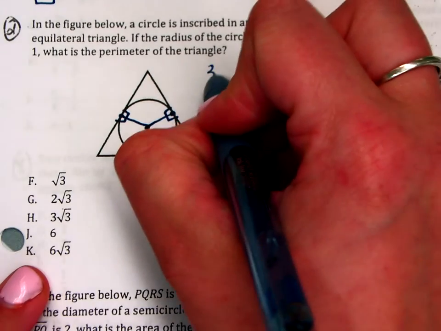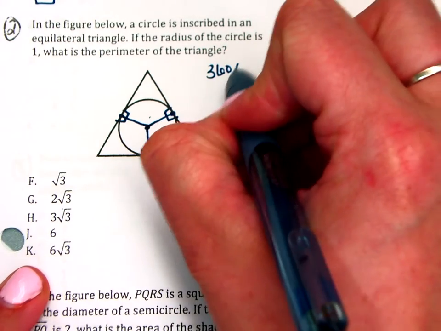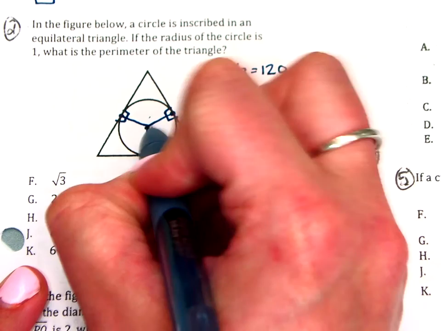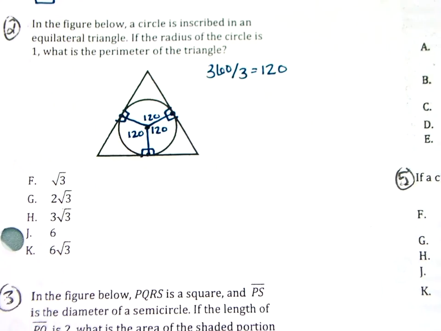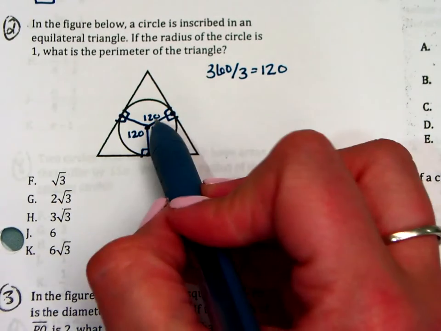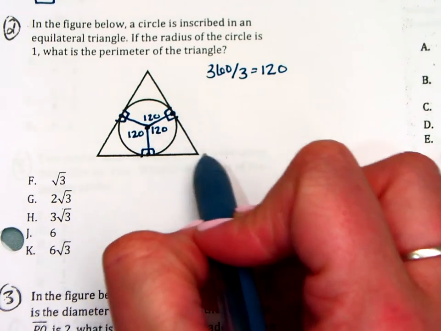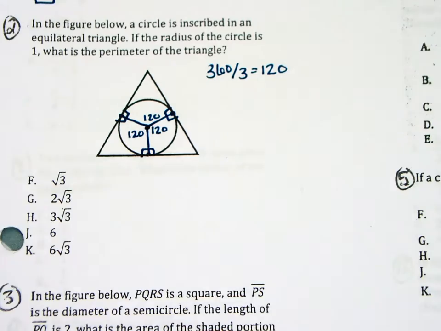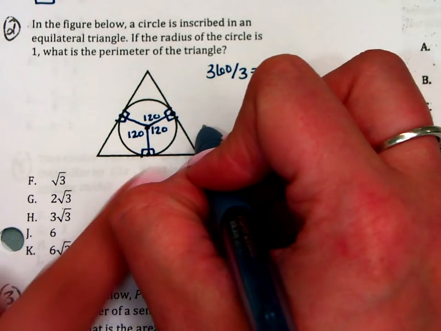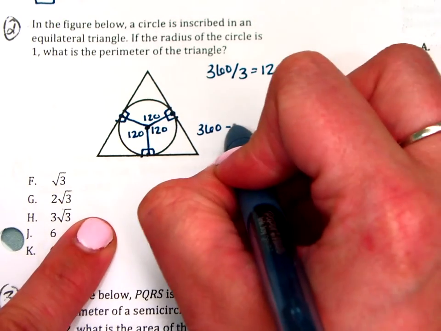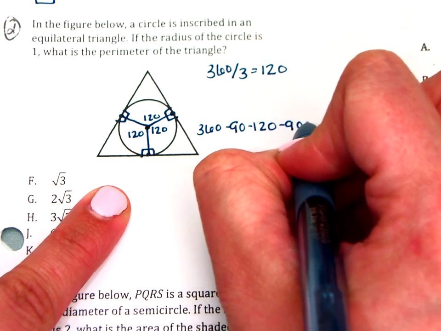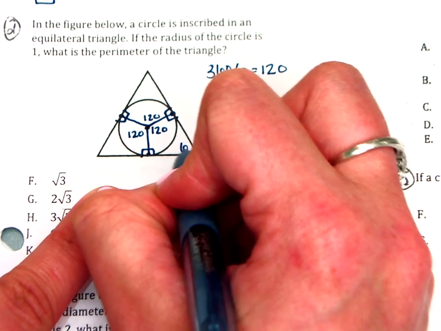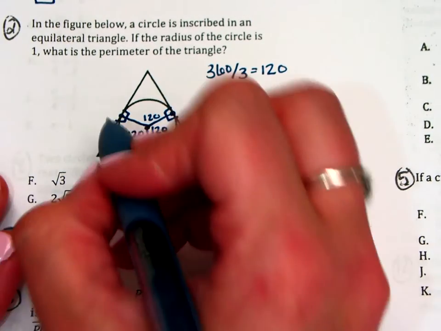Now, we broke the circle up into 3 angles. So 360 divided by 3 is 120. So all of these little angles are 120. Now, we have a quadrilateral. Quadrilaterals have to add up to 360. So to find the missing piece, I'm just going to take 360, subtract 90, 120, and 90 to get an answer of 60. So all of these angles are 60.